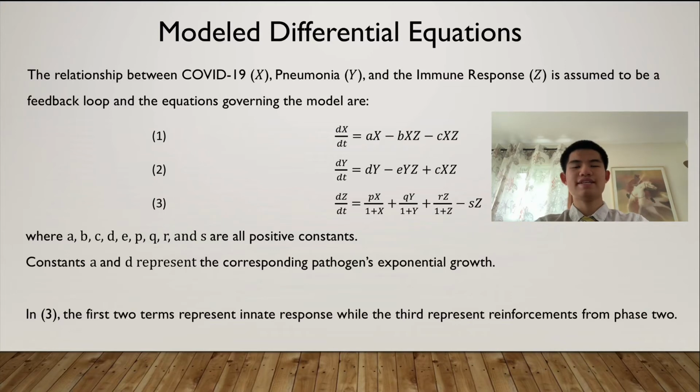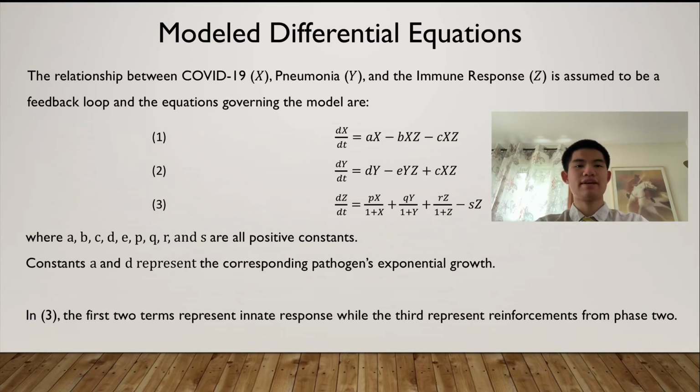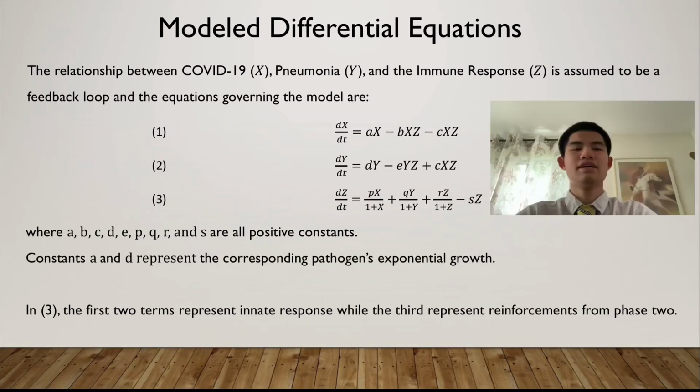The negative BXZ term represents the immune system killing off COVID. The last term, negative CXY, which also appears in equation 2, represents the competitive survival between COVID-19 and pneumonia. In this model, pneumonia is presumed to be favored in the competitive survival. Similar intuition can be carried over to equation 2, where DY represents the pneumonia's exponential growth, while negative EYZ represents the immune system combating pneumonia. Lastly, the negative SZ term represents the death of the immune response from life expectancy.